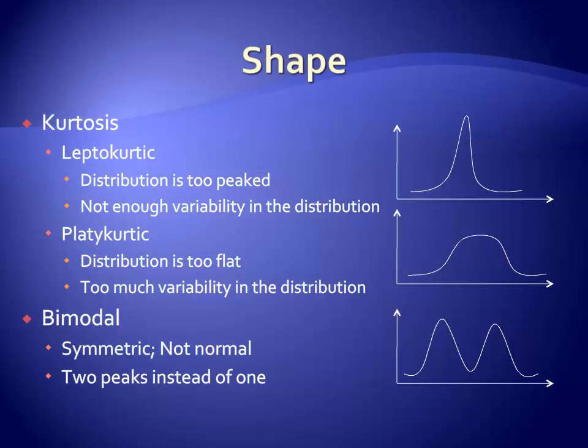If the distribution is too flat, such that there is too much variability in the data, then the distribution is said to be platykurtic. Examples of platykurtic distributions are hard to find, but they occur when it's difficult to find a clear mode in the distribution, or when there are extreme scores on both ends of the distribution that are pulling the tails on either end.